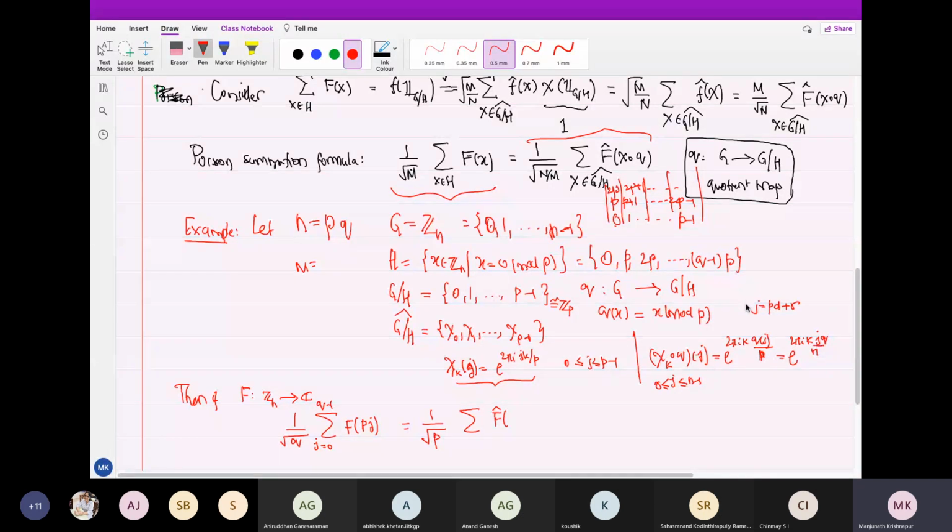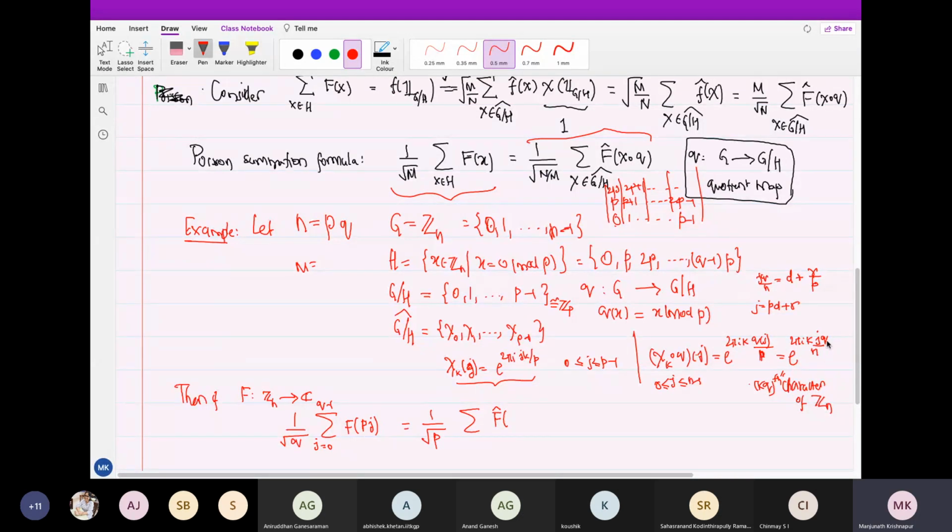If I put jq over n, what will it give me? pqd, which is nd, plus jq over n will be r over p. And what I wanted is r over p, right? That's what I wanted here. So this is actually the same, because anyway e to the 2 pi i d will be 1. So in other words, it is the kqth character of Z mod n. That's why I wrote it like this.